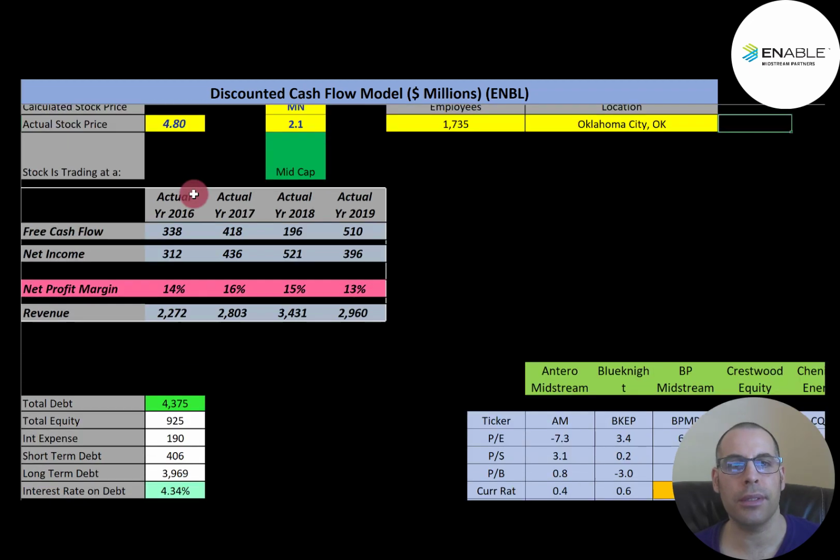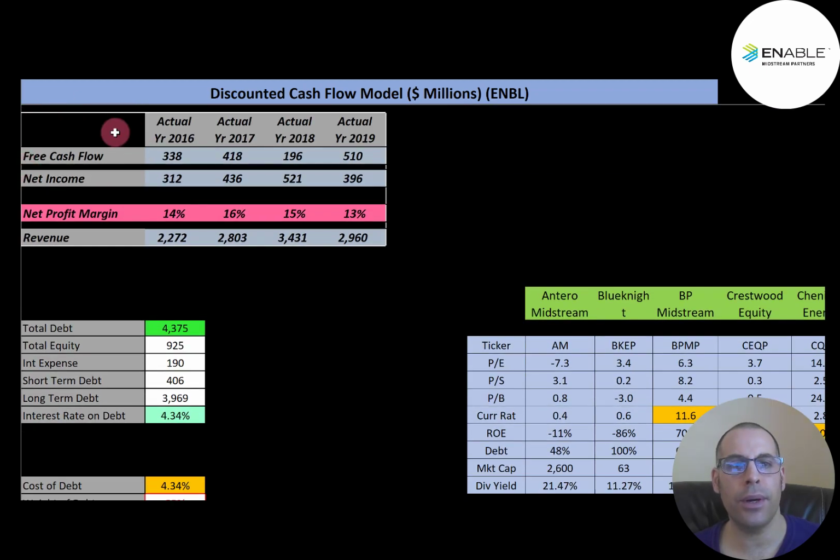Let's look at the financials. Free cash flow is how you value a company. You estimate the future free cash flows, and then you discount that back to today's dollars. That's what we're doing in this video. And free cash flow is cash flow from operations minus capital expenditures. Capital expenditures are investments in property, plant, and equipment.